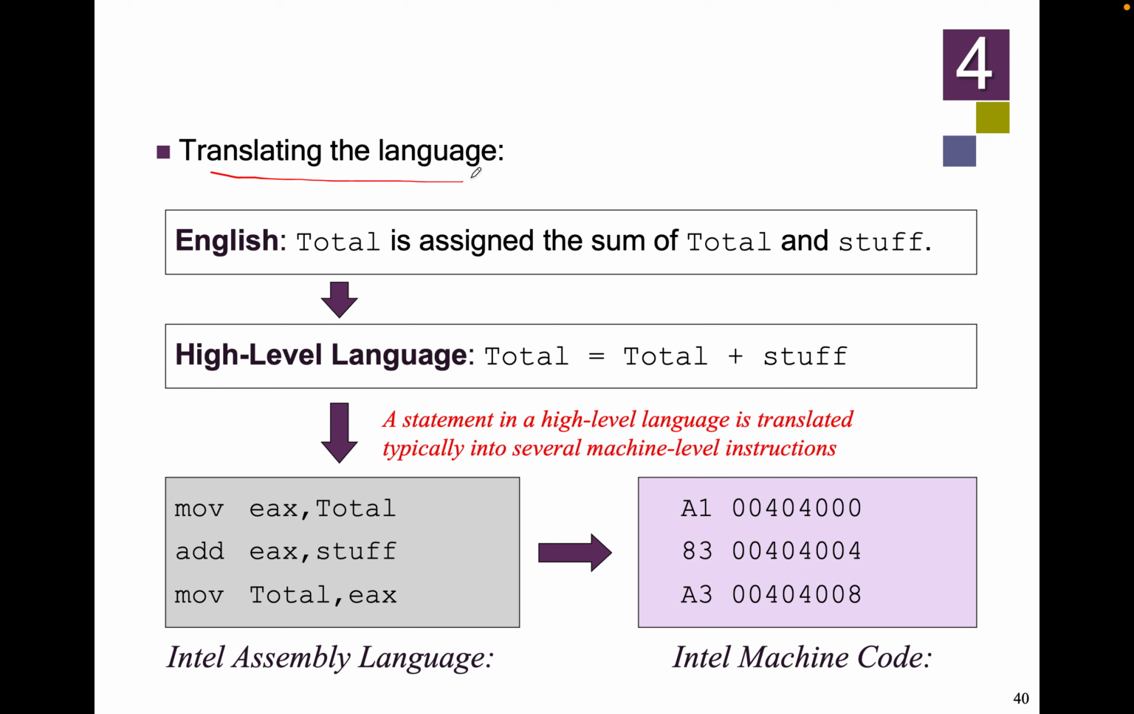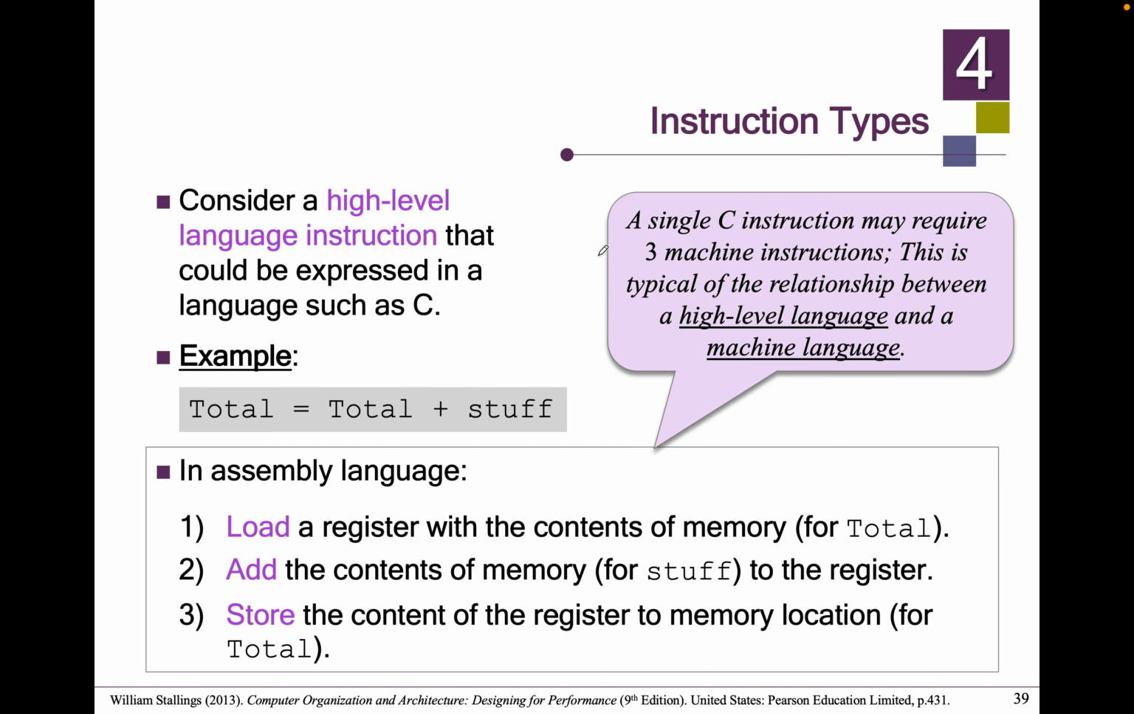Translating the language, this one is from English, of course. Total is assigned as the sum of total and stuff, and in the high-level language it is total equals total plus stuff. A statement like this is in high-level language, right? A high-level language instruction. So you can see it is one single line only.